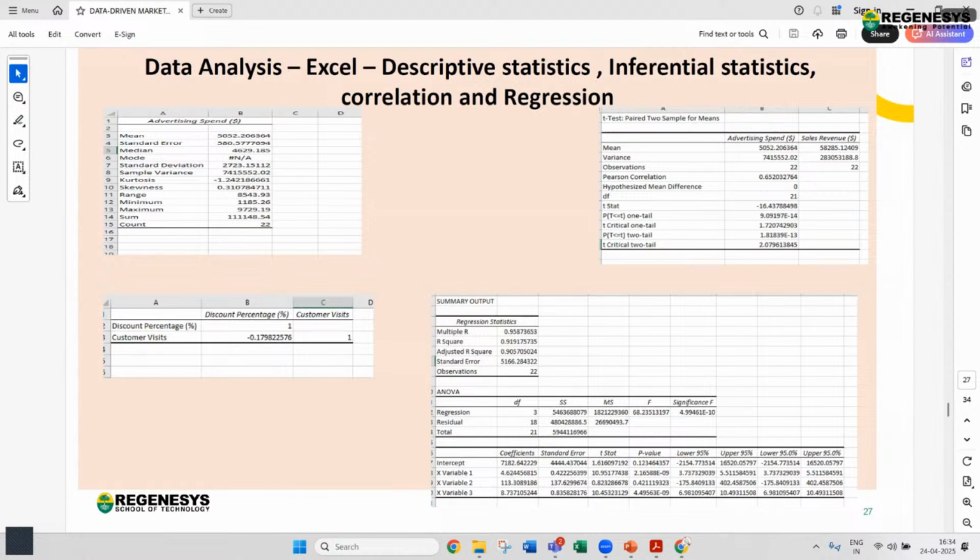Not only this, but inferential statistics too. You can see this is a t-test, paired two samples for means. Here we can see the next one, a correlation, and here we have regression. So this is the data analysis using Excel. The next slide, please.